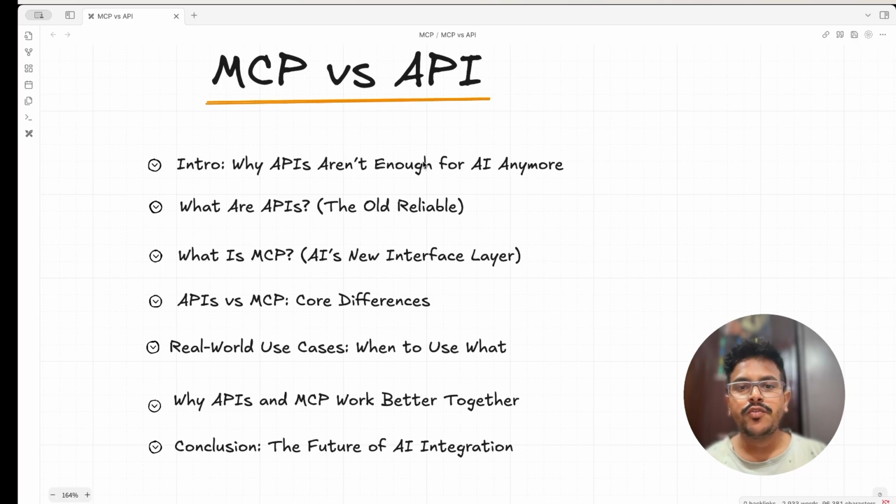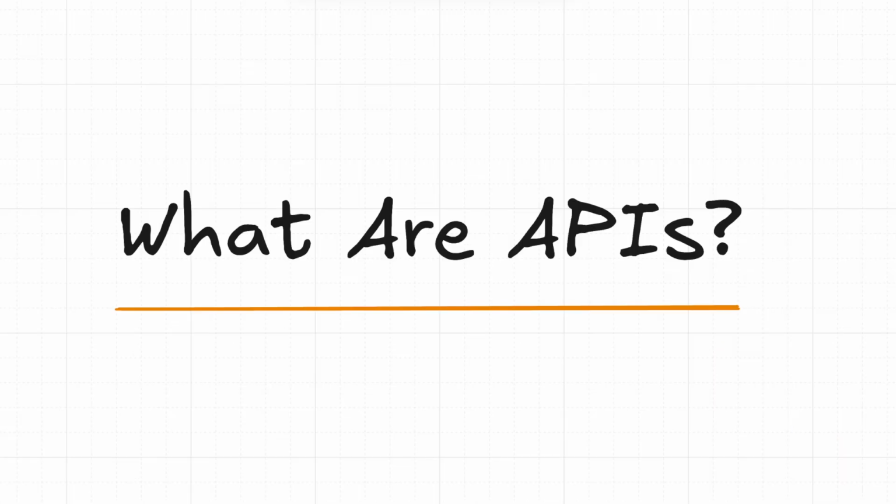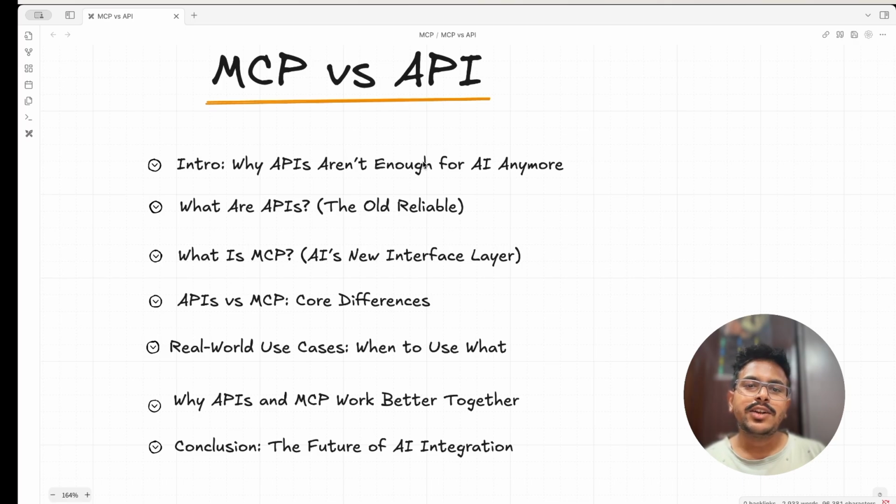They are built for fixed steps, not flexible intelligence. To truly unlock AI's potential, we need something better, something built with AI in mind, from the ground up. That's where MCP comes into the picture. So what are APIs? Let's start with the basics.